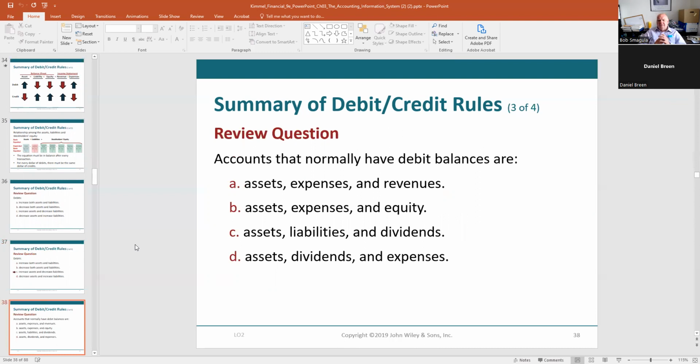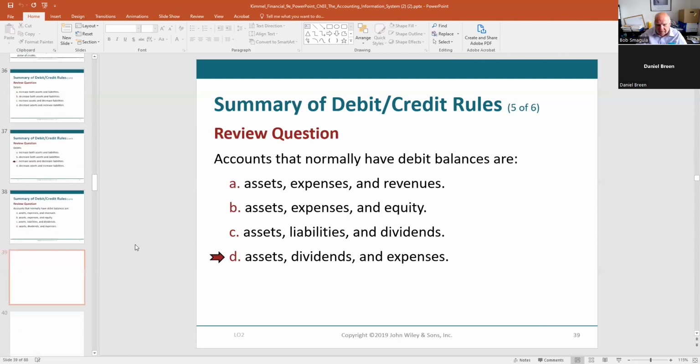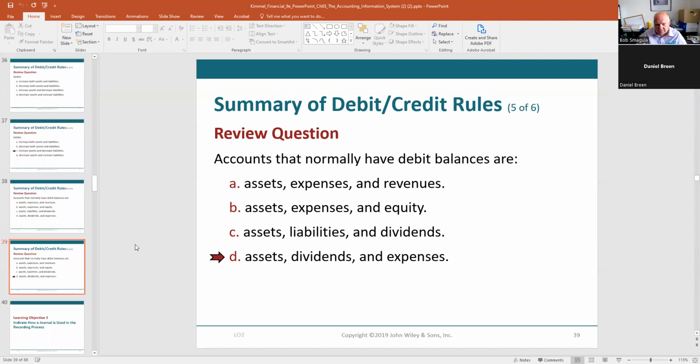Accounts that normally have debit balances. Assets and expenses, yeah, but not revenues. Assets and expenses, yeah, but not equity. Assets and dividends, yeah, not liabilities. It's the last one: assets, dividends, and expenses.